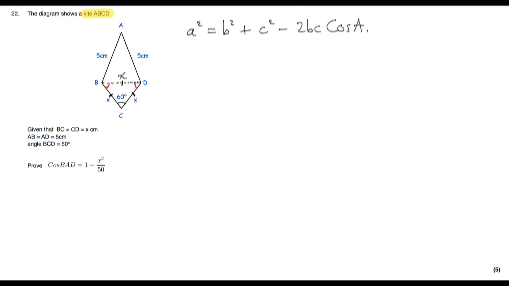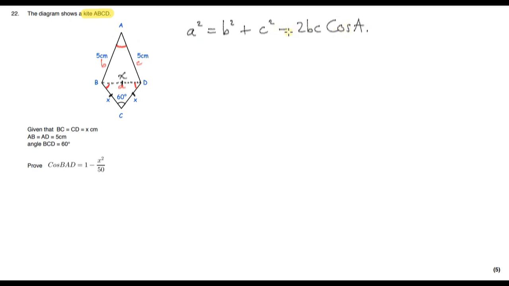And if we think about our diagram, what's a, b, and c? So let me just use red for this. If this is our angle A, this is our side length a, and then b and c, it doesn't matter which way around we put those. So I need to work out what the cosine of this angle is, so I need to rearrange this formula to make the cosine of A the subject.